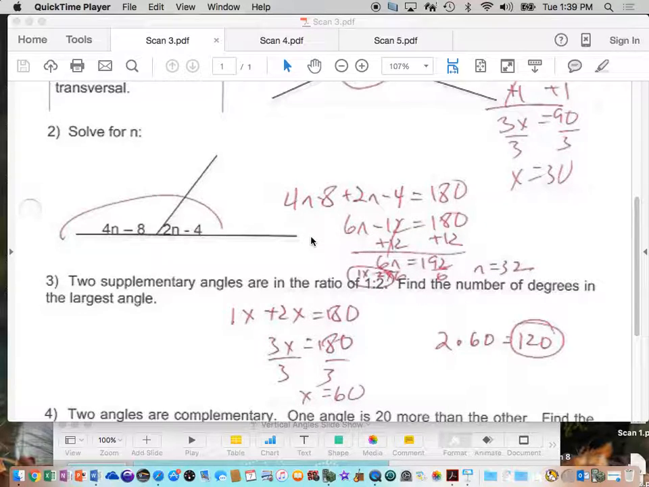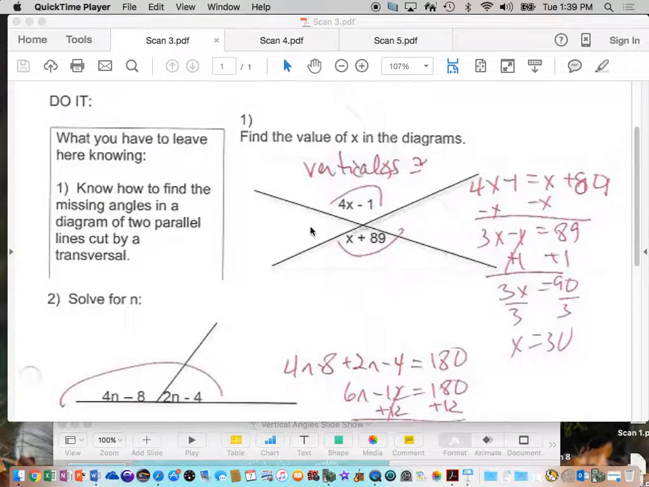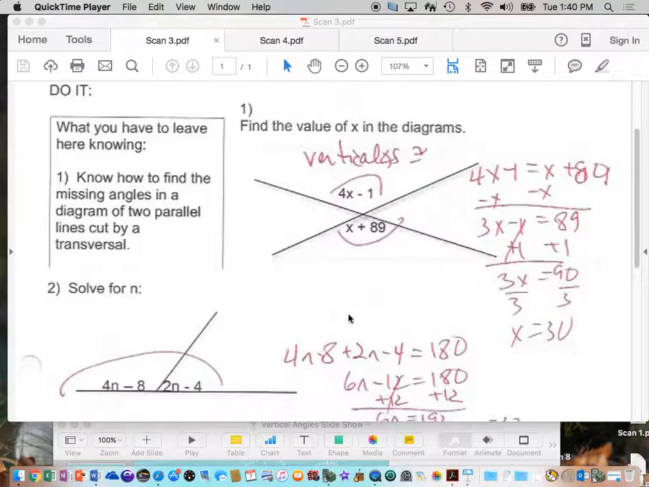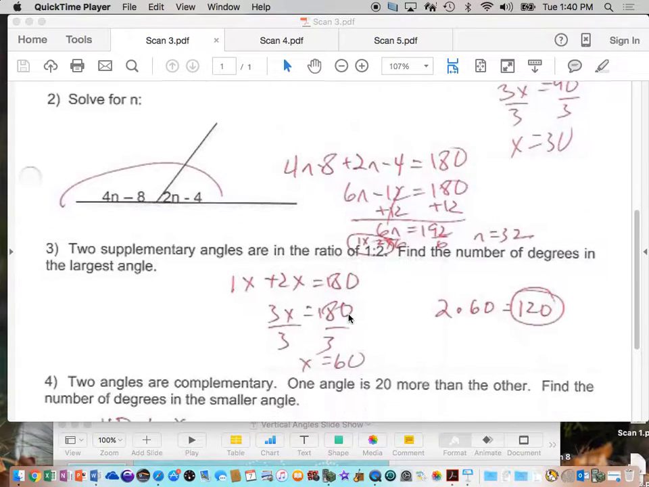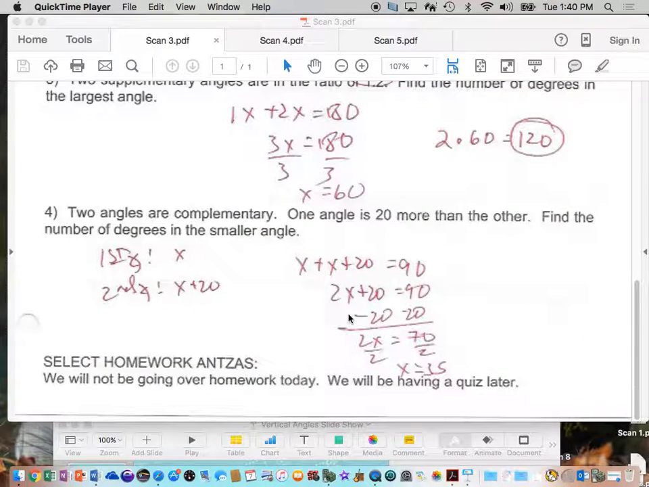Okay? Why don't you be able to... Because they're not next to each other. If they were next to each other, then they would make up a half a circle. They're across from each other. Across from each other are vertical. Okay, good questions. Next, two angles are complementary.